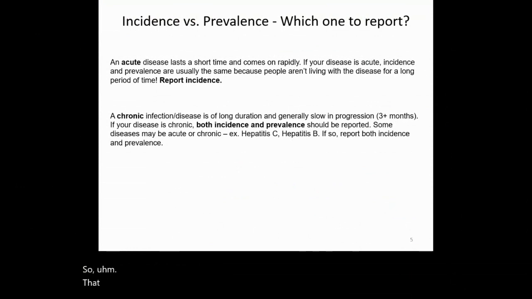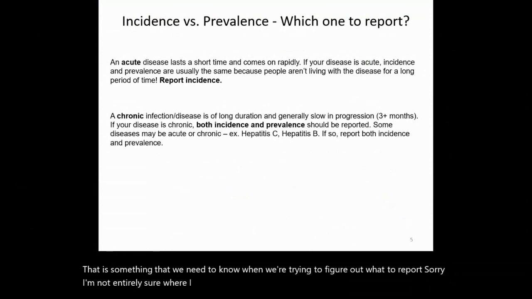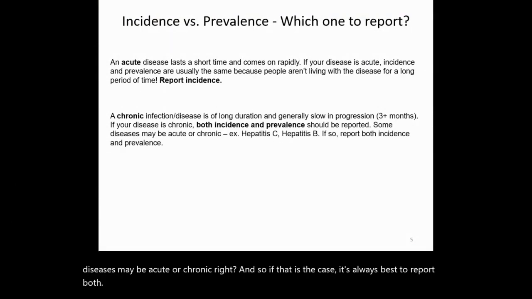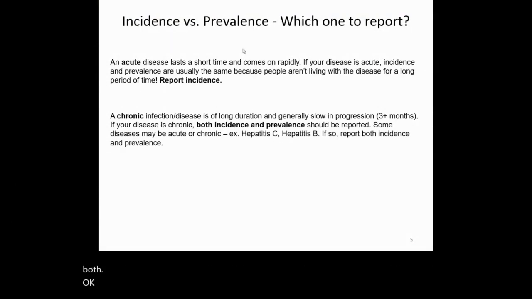That is something that we need to know when we're trying to figure out what to report. Sorry, I'm not entirely sure where I was mid-sentence when my computer went haywire. Okay, oh yeah. So some diseases may be acute or chronic, right? And so if that is the case, it's always best to report both, okay? So take a second and let's kind of push pause.